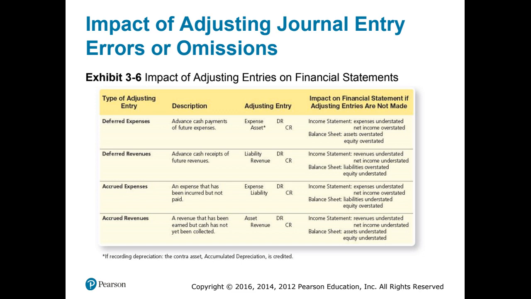We mentioned earlier the different types of adjusting entries: we have deferrals and we have accruals. Within deferrals, we have deferred revenues and deferred expenses. Within accruals, we have accrued revenues and accrued expenses. So this is breaking down all 4 of those for us.